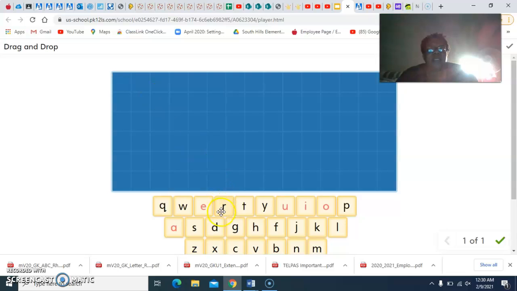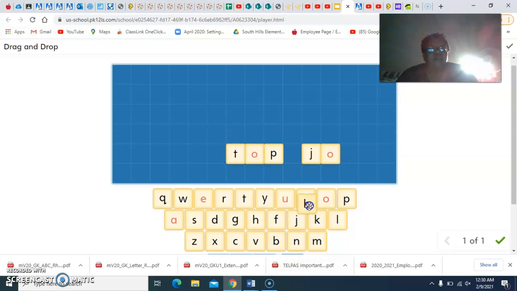And so it'll look like this. Like if we did the word top, they can just use the screen. T-O-P. We're doing job. J-J-O-B. So even though they use the vowel, they can still repeat and use it again.